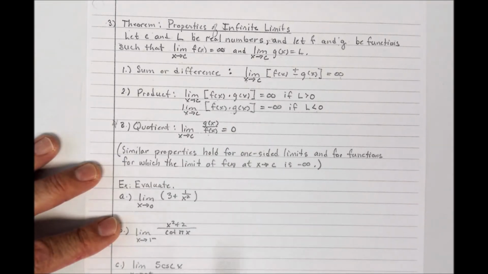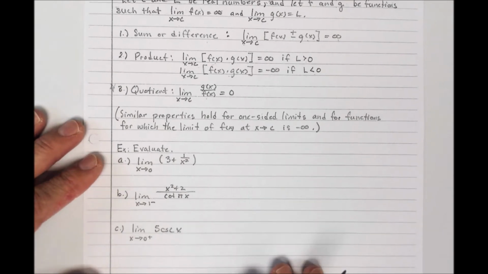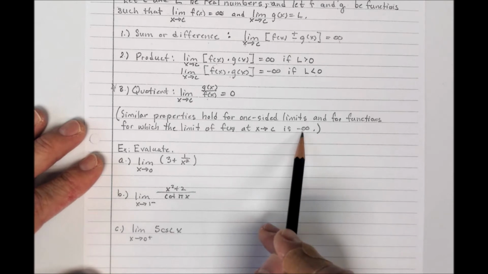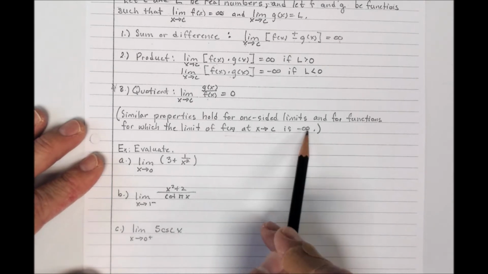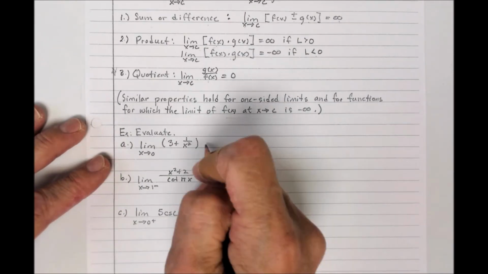All right, these properties, or very similar properties, also hold for one-sided limits, for functions as x approaches c from the right or from the left, or for functions as x approaches c that go to negative infinity. Very similar. So let's try 3. First guy up.